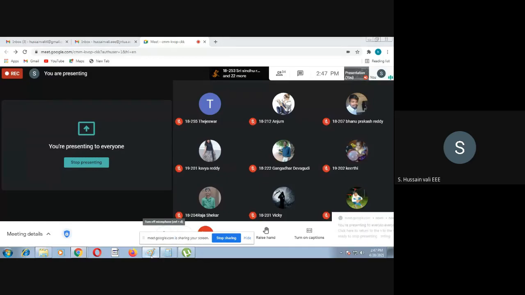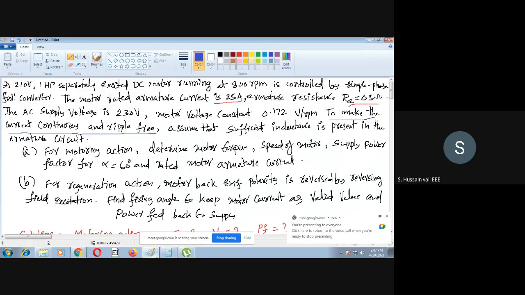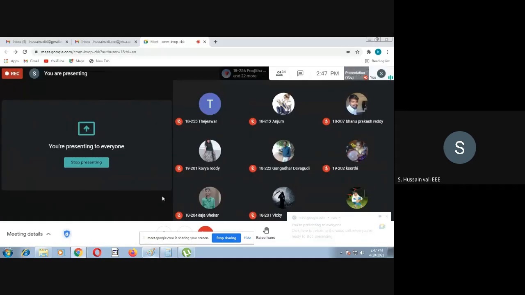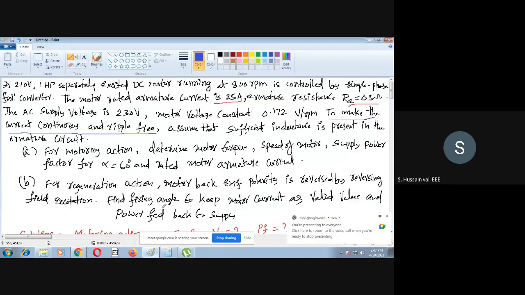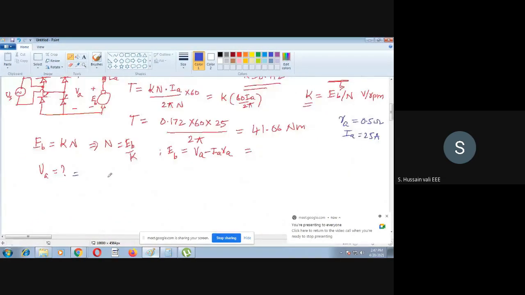So now you see here, what you need to see here is that he said to make the current continuous and ripple free. So what is meant by continuous and ripple free? Continuous and ripple free is nothing but continuous and constant. I will write here continuous and ripple free. Continuous we know already. Ripple free in the sense there is no ripple.